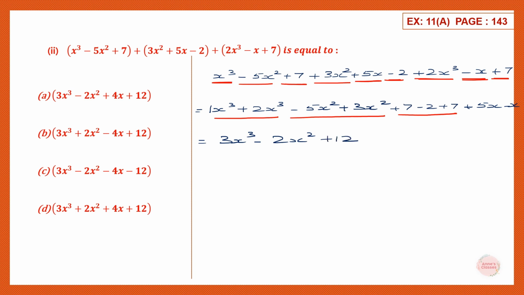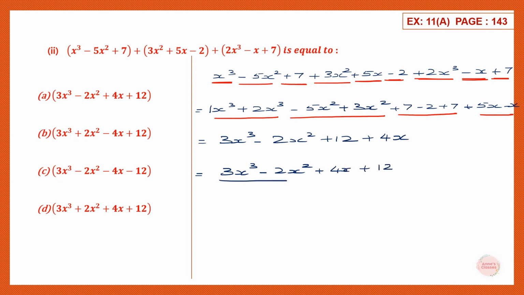Then let's go to the last one. We have 5x minus x. That means 5 minus 1, which is 4. So plus 4x, that is 4x. Now let's write this in order of the powers, descending order. 3x cube minus 2x square plus 4x plus 12.